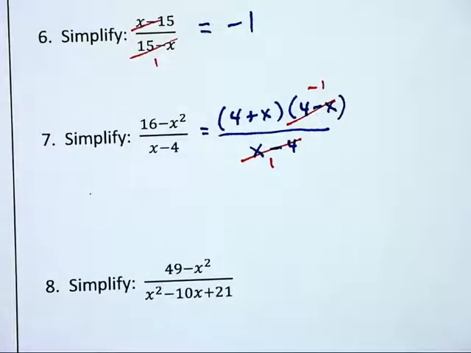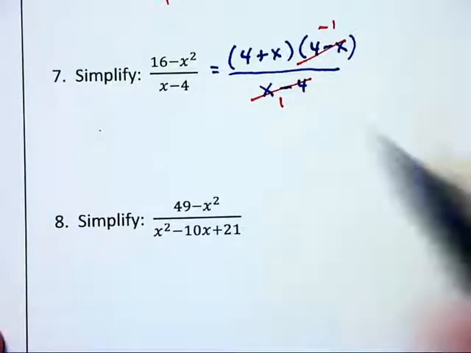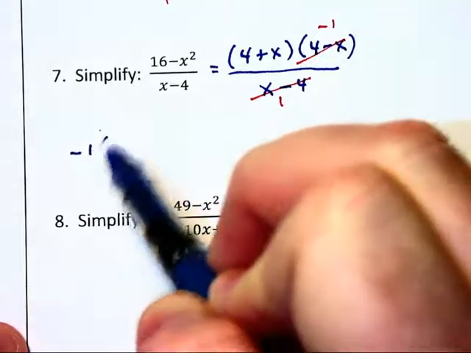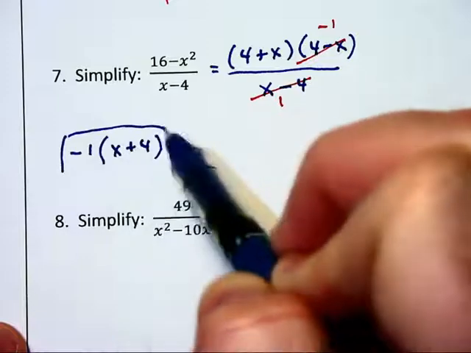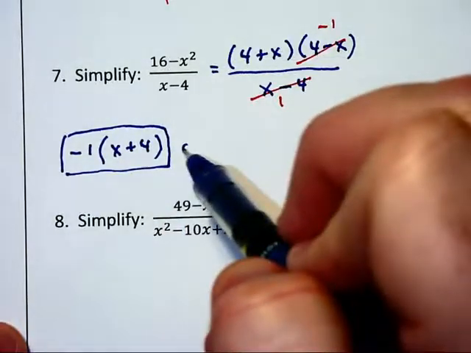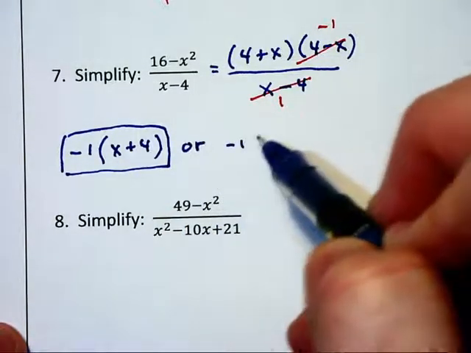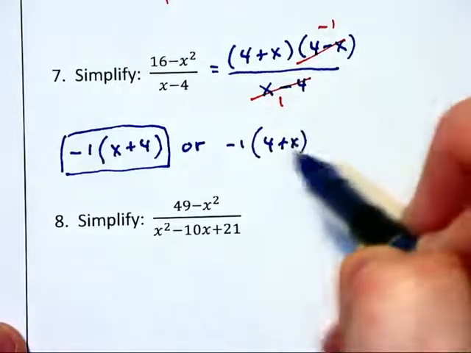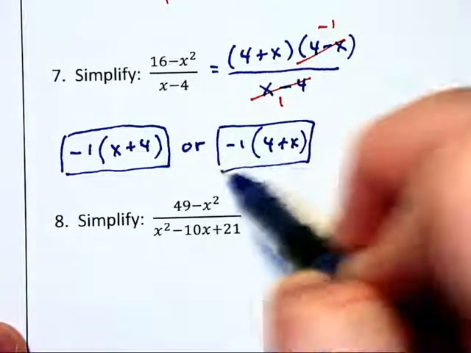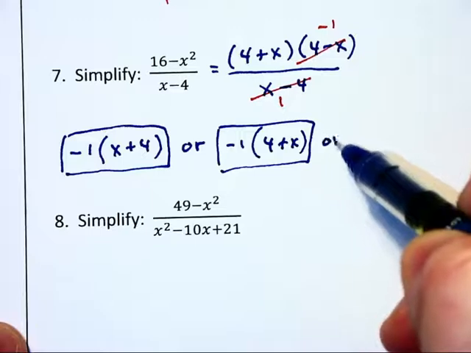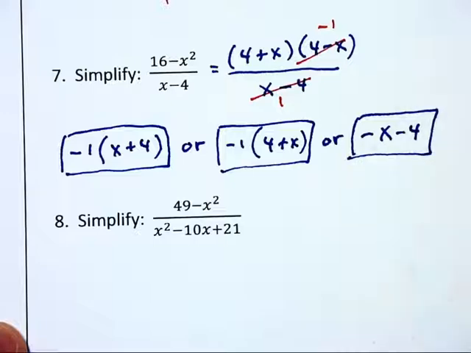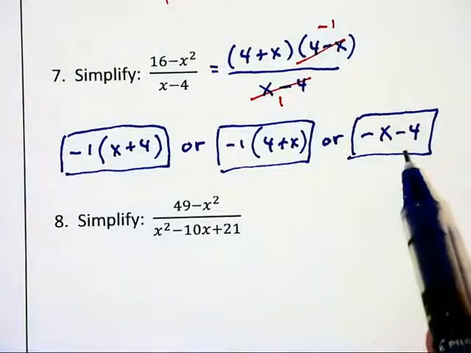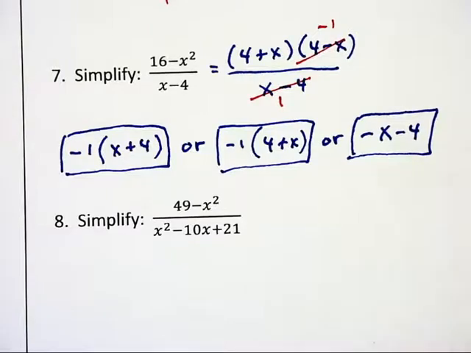Now, how do you write this as a solution, and where do you put the negative? You can either say negative 1 times, and I'll write that as x plus 4, as one possibility. You also have the option of writing negative 1 times the 4 plus x, as I originally could have had. I also could do some distribution and write that as negative x minus 4. Which one is better? There is no best form. I probably would go with the third form there personally, but that's kind of up to you.